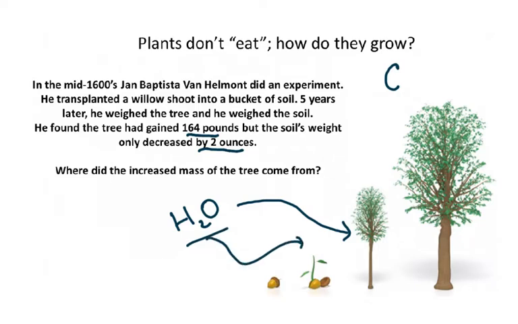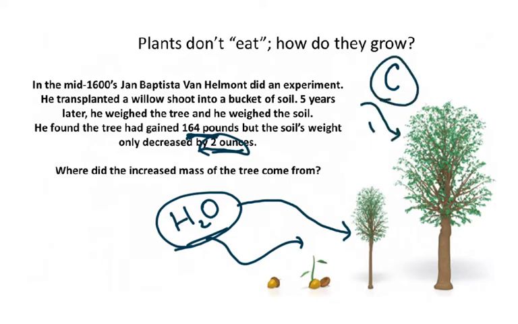So where was all of this mass, this 164 pounds, I guess minus those 2 ounces, coming from? It could not be explained just from the water, because the things that were adding mass to the tree were carbon molecules, and we know that that's what composes a cell. So the question he asked is, where did the carbon molecules that compose the tree come from? And this is the mystery that we're going to solve as we look at photosynthesis. So keep this question in mind as we're moving forward.